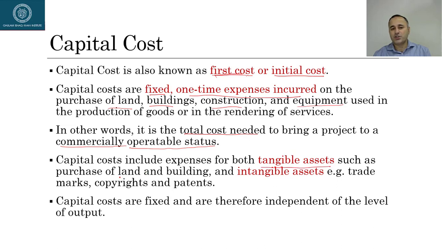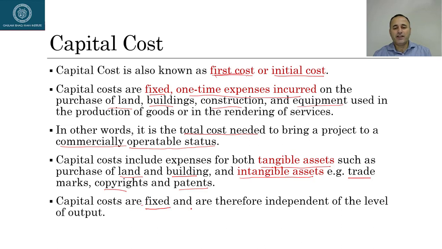Capital cost includes expenses from both tangible assets, such as purchase of land and building. And it can also include intangible assets, for example, trademarks, copyrights, patents. In order to register a patent or, let's say, buy copyrights, you have to incur some cost. These costs are also called capital costs. So capital costs can be incurred for tangible assets. They can also be incurred for intangible assets.